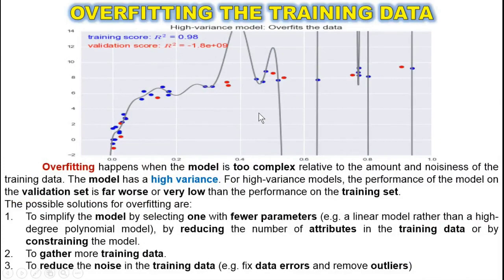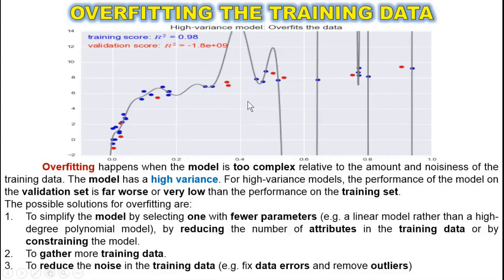Overfitting the training data. Overfitting happens when the model is too complex relative to the amount and noisiness of the training data. The model has a high variance. For high variance models, the performance of the model on the validation set is far worse, or very low, than the performance on the training set.